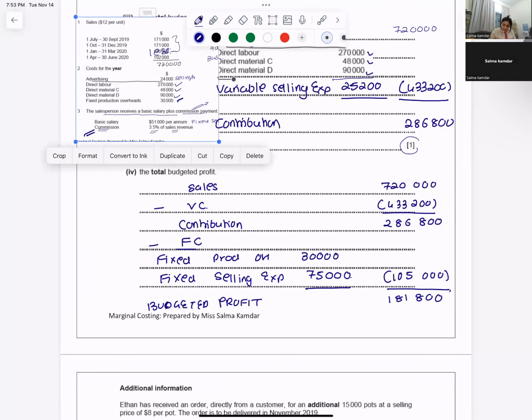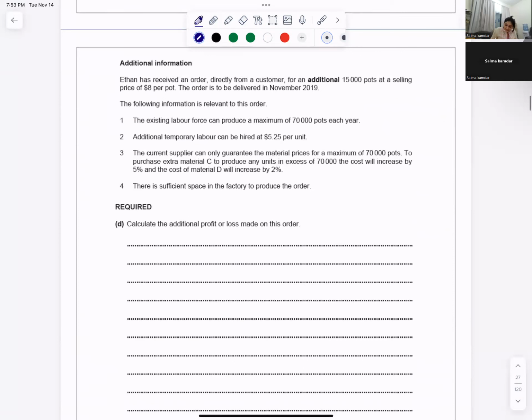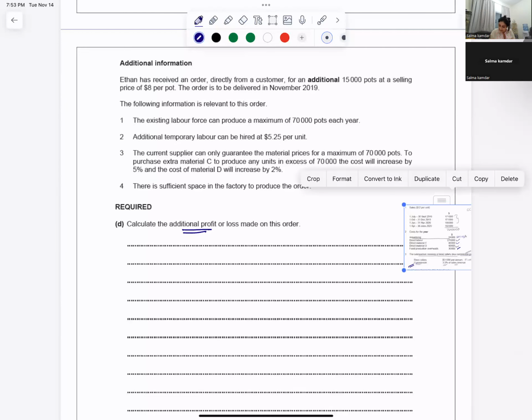Now go ahead. I need to calculate additional profit per order. Let's read the question properly and see what they are asking me.